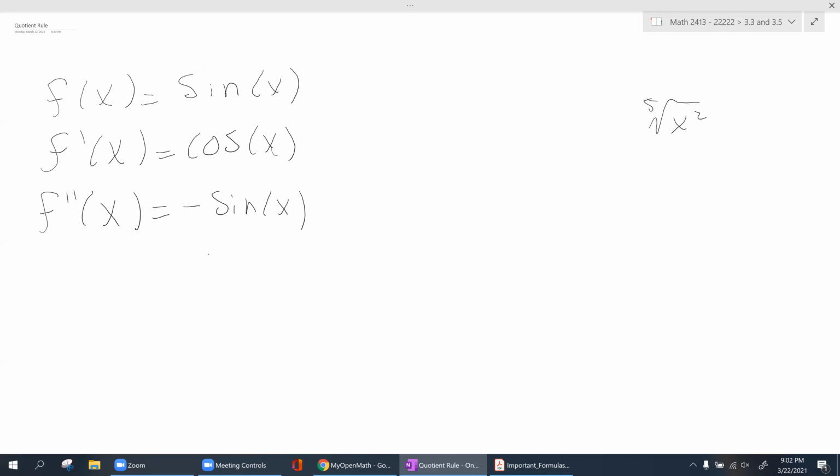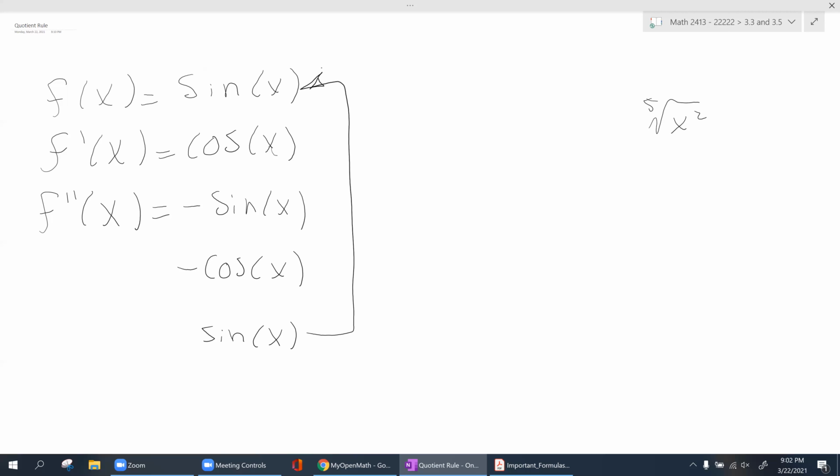If you keep deriving this, it's going to be negative cosine of x. If you derive negative cosine, I'm deriving a trig function that starts with a C, which means it's going to change sign. So in other words, this is then going to be sine of x. If you notice, I'm back to where I started. So practice with these, because I'm definitely going to give you something like this.